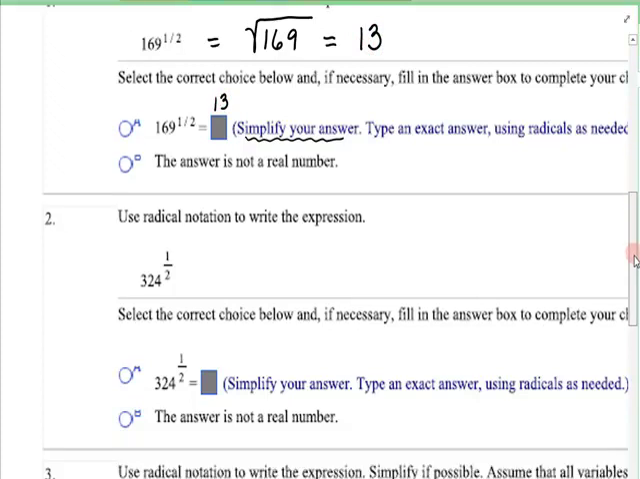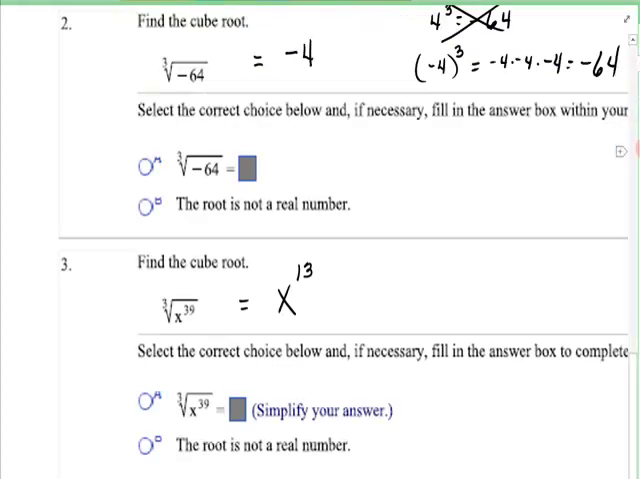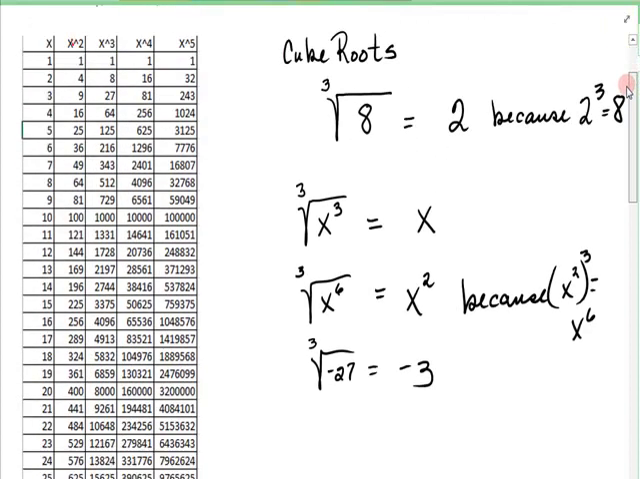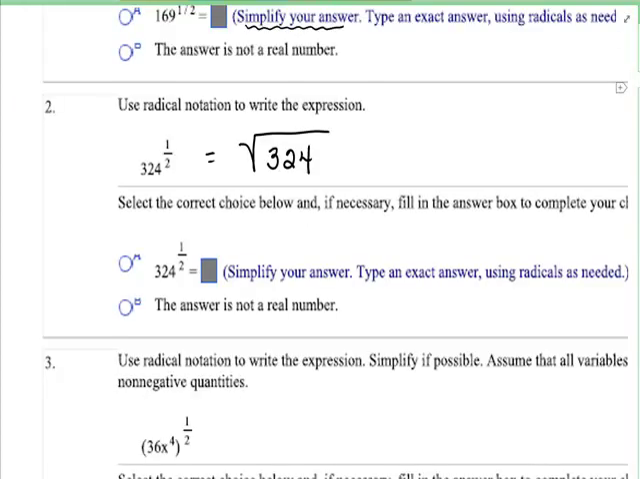All right. The next one, to the 1/2 power. That means square root of 324. If you have your calculator, you can use that. If you need to, you can go back to the chart. 324, is that a perfect square? Yes, it's in the x squared column. Its square root is 18. So this is equal to 18. If they give you one that is not a perfect square, then you're just going to leave it under the radical sign.